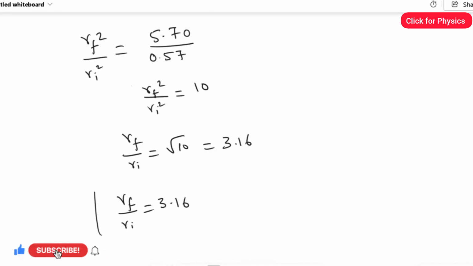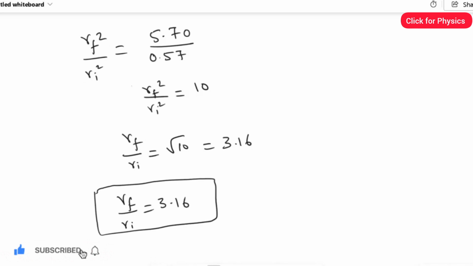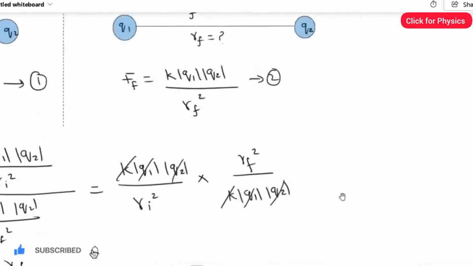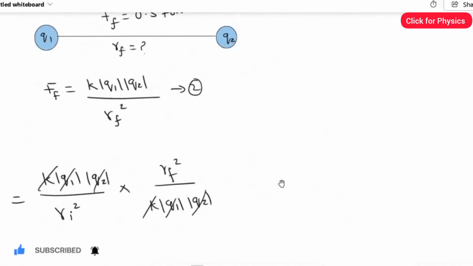What is this Rf over Ri? The ratio of final distance over the initial distance, so new separation over initial separation. So we got the answer for the first part. Now we have to find the answer for the second part. For getting the answer for the second part, we have to consider only equation 2.